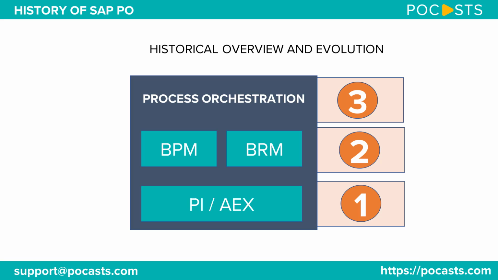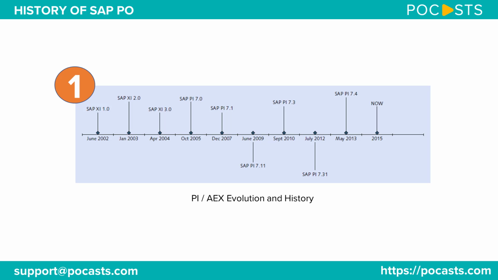First, let's look at the PI and AEX evolution and history. This is the complete history of PI and AEX and its previous releases, and I want to show you the names like XI, PI and AEX, which is now. So you can see the different version numbers, the year, and the tool name. First it was called XI, then it was called PI somewhere around 2005, and now it is called AEX.